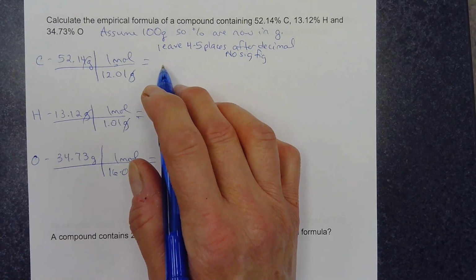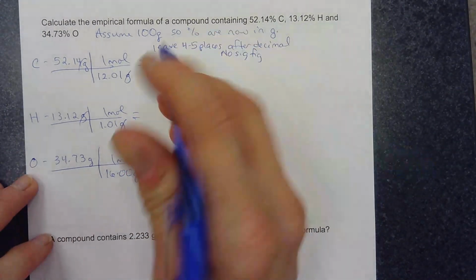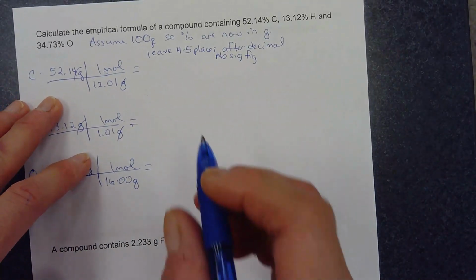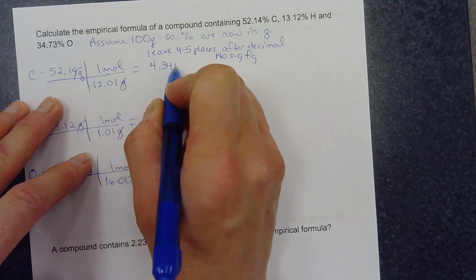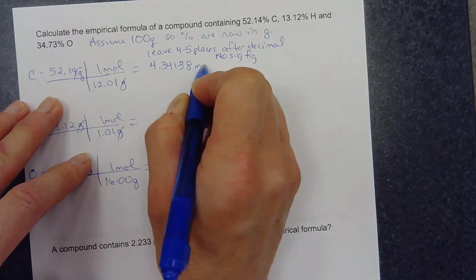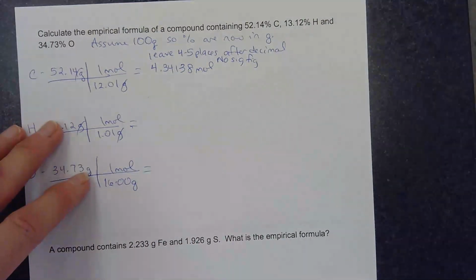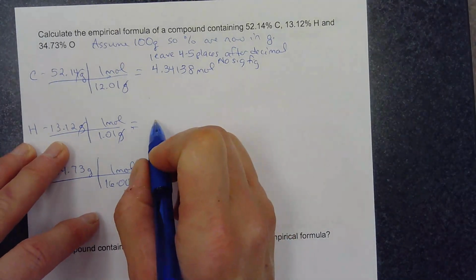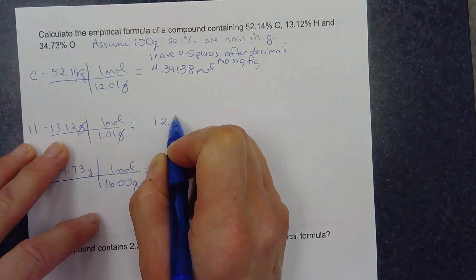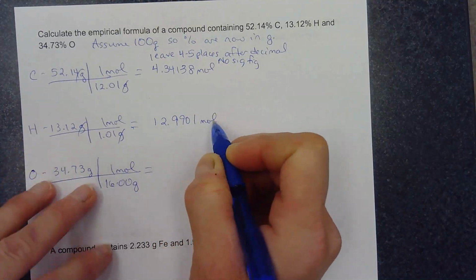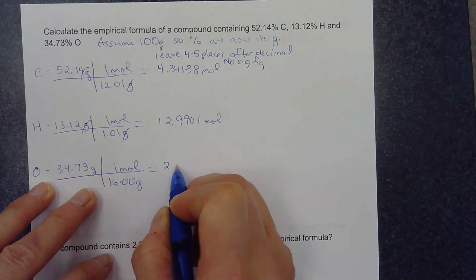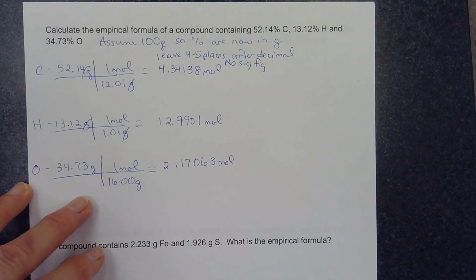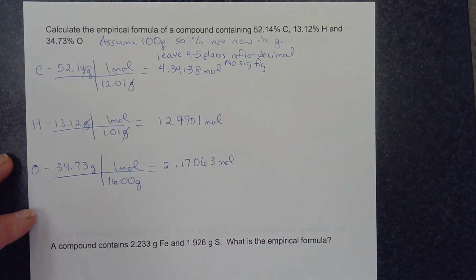So do the math here. What do you get? No. Right here, you should not get 626. 4.34138 moles. Keep going. What's the next one? 12.9901 moles. And then the last one? 0.63 or something like that. Like I said, at least 4 places after the decimal.